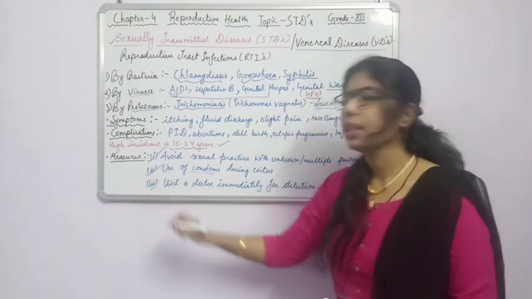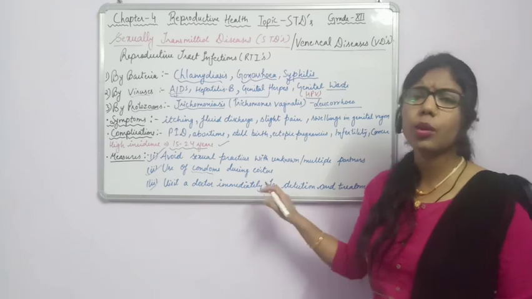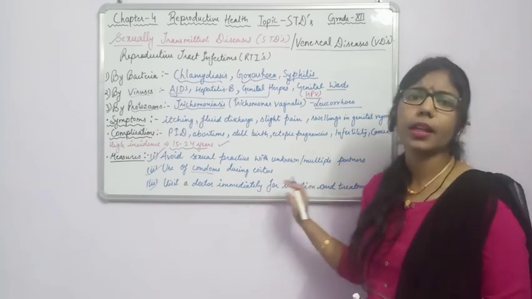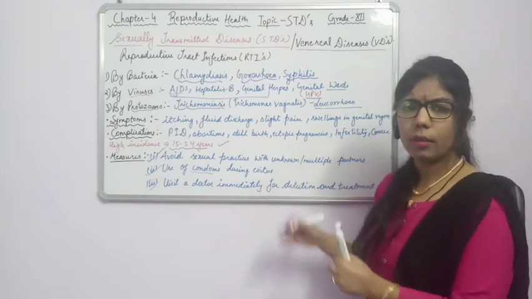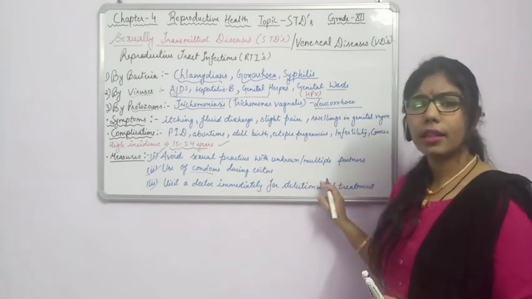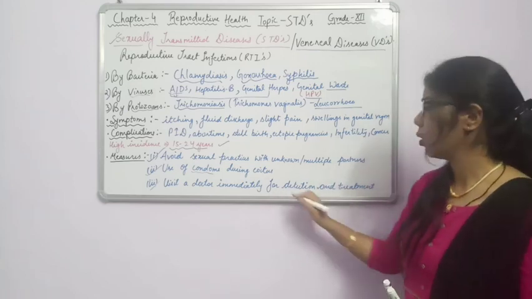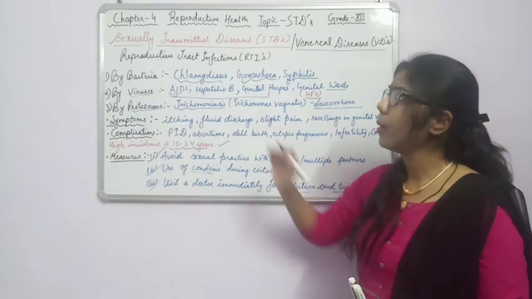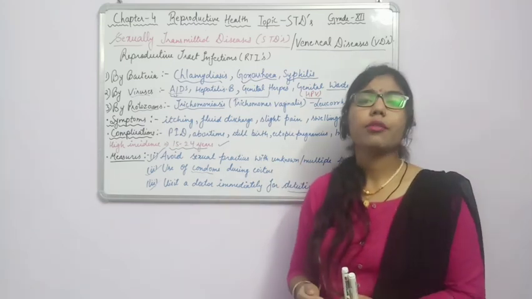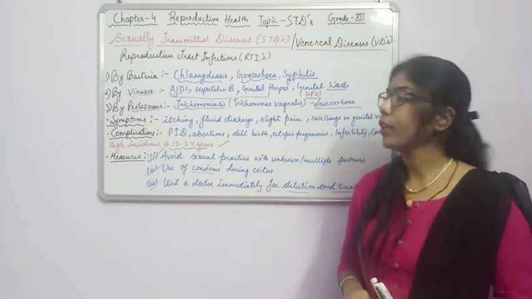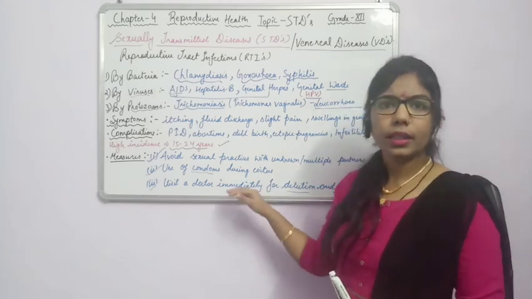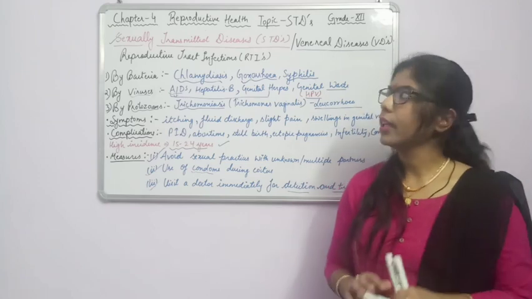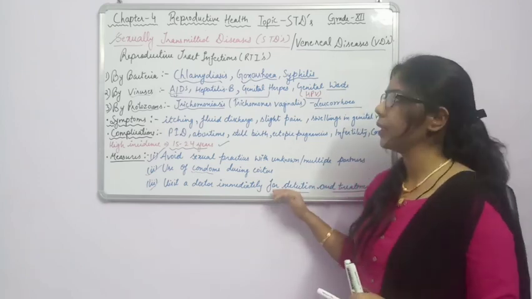The third one is to visit a doctor immediately as you detect any complication or any symptoms. Just visit the doctor and go through the medicines or the detection and treatment for that STD. So this is all about the sexually transmitted diseases, which we have to control, and how we can control them by adopting these measures. So here we have almost completed the chapter.